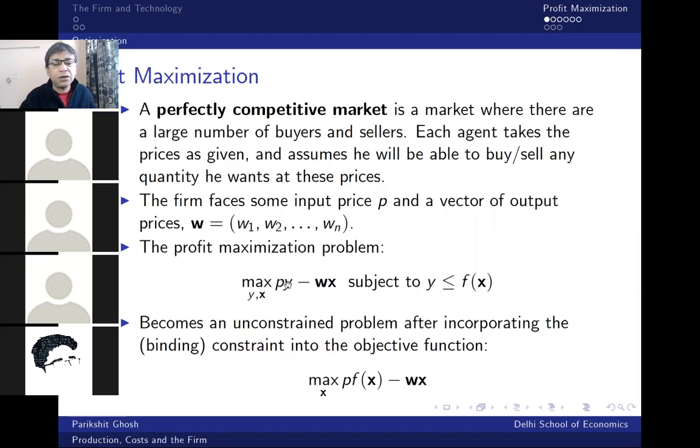And then one way to try and solve this problem is to do just the substitution. Instead of y, we can just throw in the production function. And so our maximization problem can be defined in terms of choosing an input vector. If we know the production function, the moment we choose an input vector, we have essentially also chosen the output level. Okay, so the firm is solving this unconstrained maximization problem.